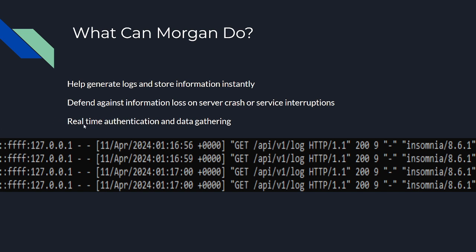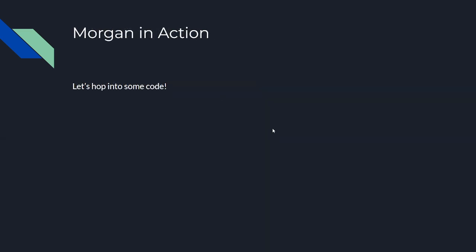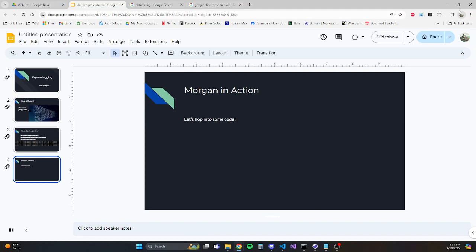It can also do a lot of real-time authentication and data gathering since we're grabbing this information on login and on request. We're going to dive into what that looks like, how to generate logs like this one, and maybe something that looks a little bit nicer for you as well. We're going to talk about all the different ways that you can use this Morgan middleware. So let's go ahead and do that. Let's dive into some code here.